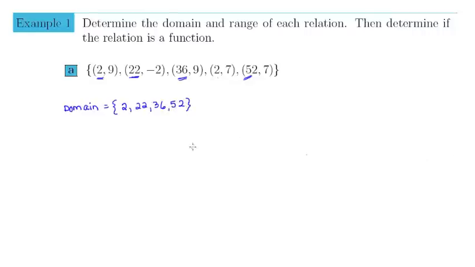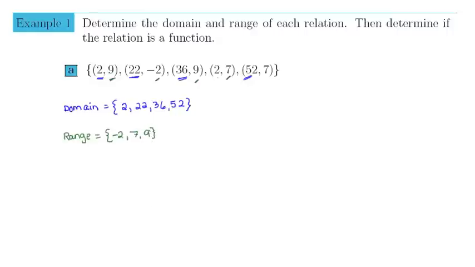Let's now talk about the range. The range is the set of y values, the outputs if you like. The range for our relation consists of the second coordinate in the ordered pairs. 9, -2, 9 again, 7, and 7 again. Numbers that appear more than once, you don't need to write them more than once. So we simply have -2, 7, and 9 being the elements in our range. Does that make sense?